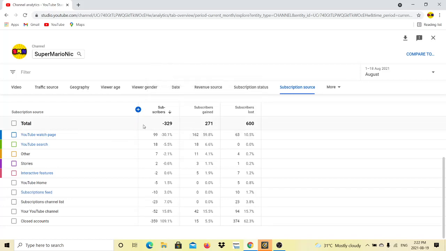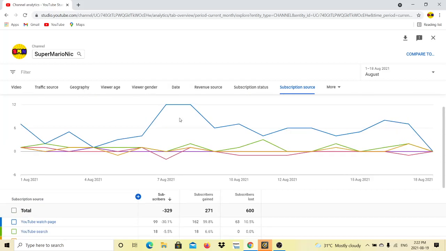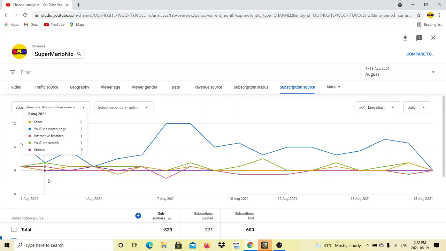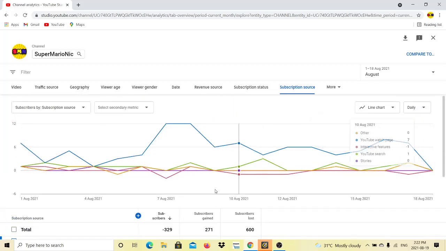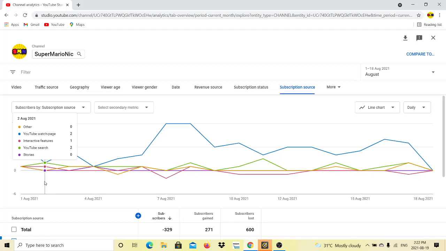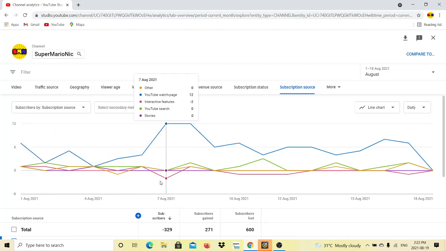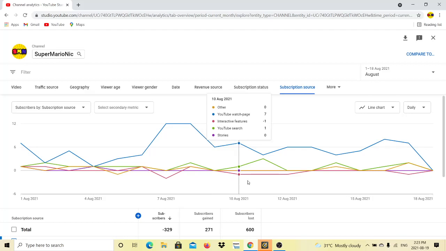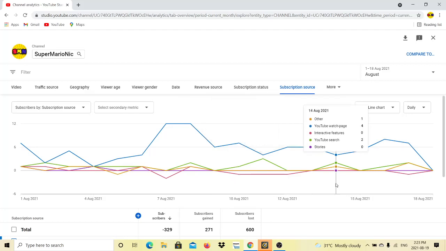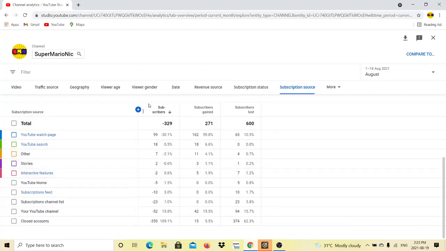loss in subscribers. So, as you can see, this is my total subscriber count for, I believe, this month, from August 1st to August 8th. Now, I have been on a steady pace, not really gaining too much, not really losing. But I've been gaining subscribers more and more to an extent, right? And then it starts to drop out of nowhere. Now, this is basically why.